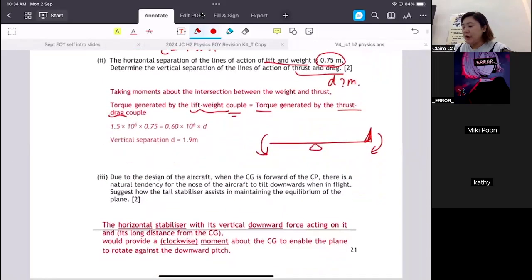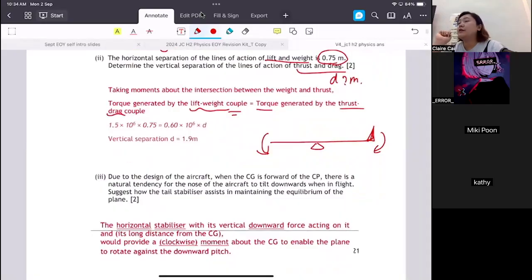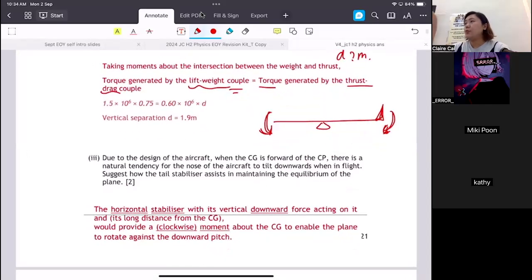So the stabilizer can actually produce a downward force. In this case, it's not just about moving downwards, but the tail actually causes it to rotate in the anti-clockwise direction. So for the stabilizer, in order to balance it, we can create the turning effect in the opposite direction. Hence it can produce a downward force, and hence there will be a clockwise moment to balance it out.